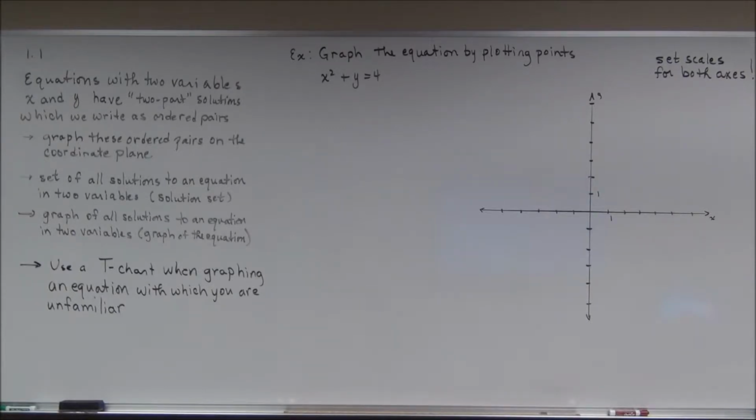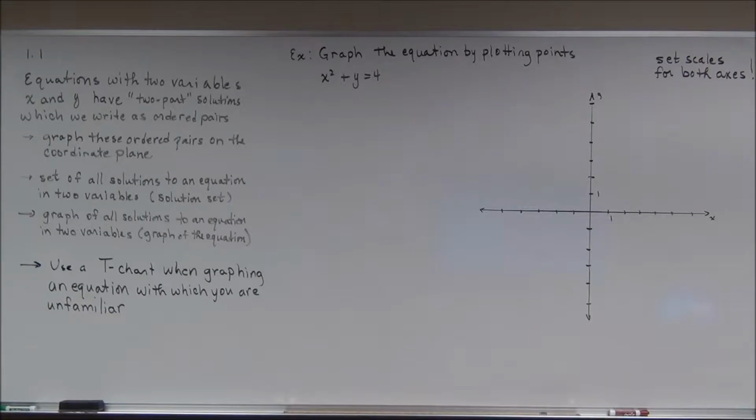This is going to sound kind of silly and obvious, but the set of all solutions to an equation in two variables is a solution set. So when we see an equation, a lot of times we say the equation represents the solution set, or that the answers to the solution set are the ordered pairs. So what we're going to do is graph all these ordered pairs to this equation in two variables. We get the graph of the equation.